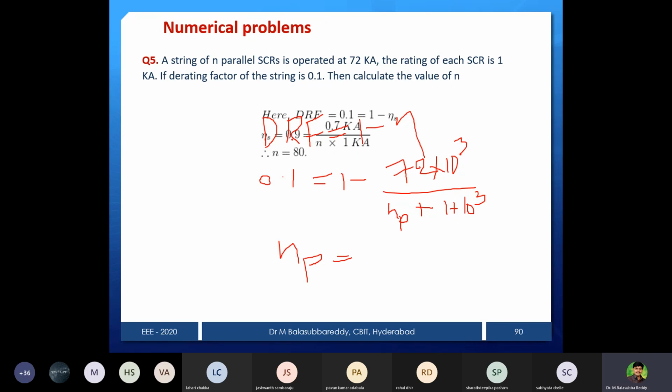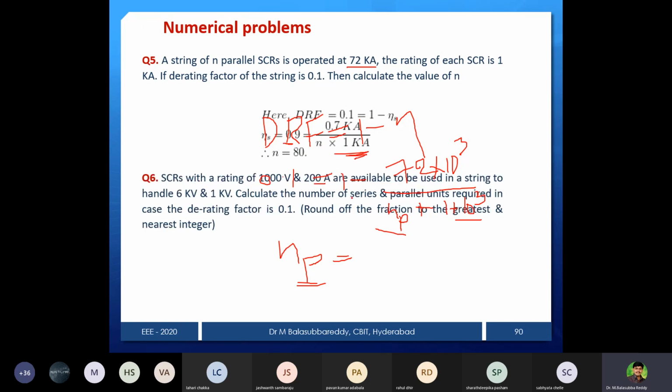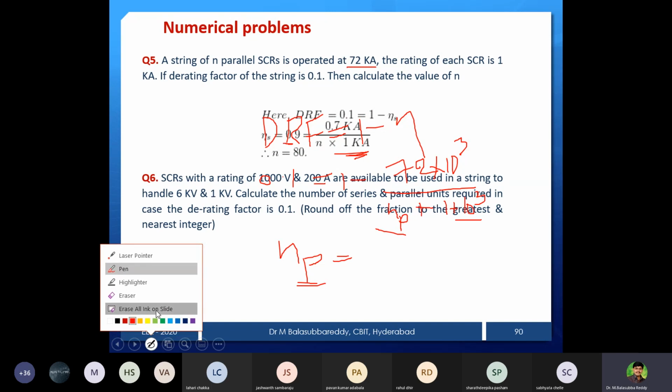That's what I mentioned here. 0.9 means 1 minus string efficiency. 1 minus string efficiency is our derating factor, and n is the unknown parameter. So you just find n parallel. We get 80 SCRs in parallel. So here 1 minus 0.1 gives 0.9, and then 72 kiloamperes, as the problem is given, divided by n into 10 cube, 1 into 10 cube. That's all. So we'll get 80. And similarly, you can see the other problem.